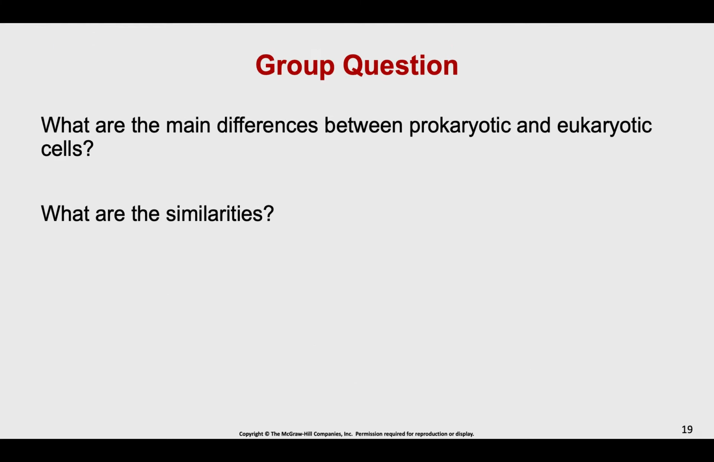As a group, think about what are the main differences between our two different cell types, but what are some of the similarities? Have at it.